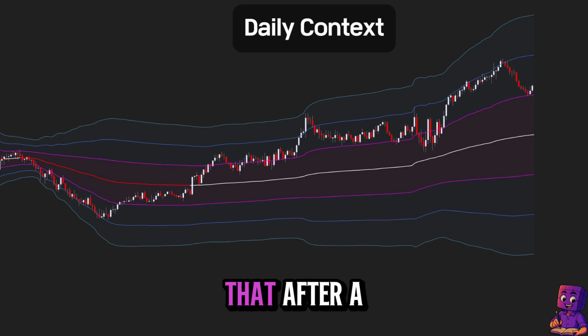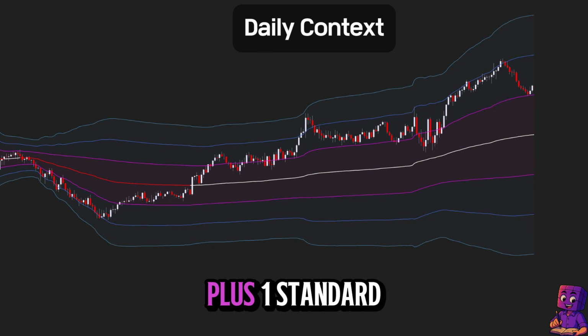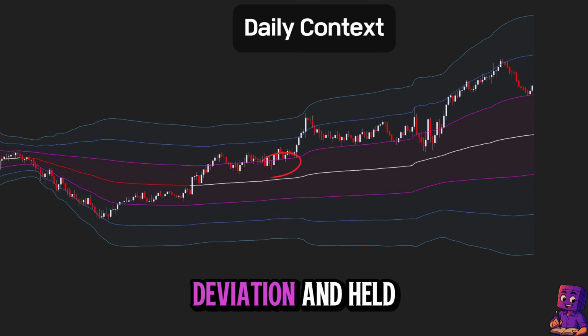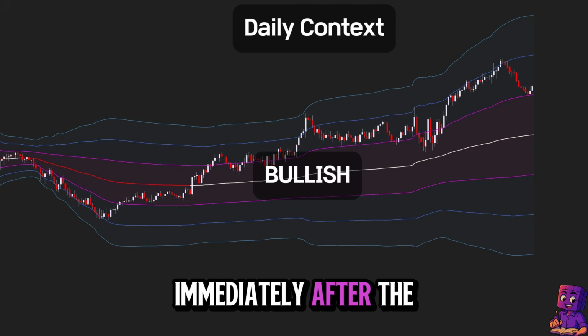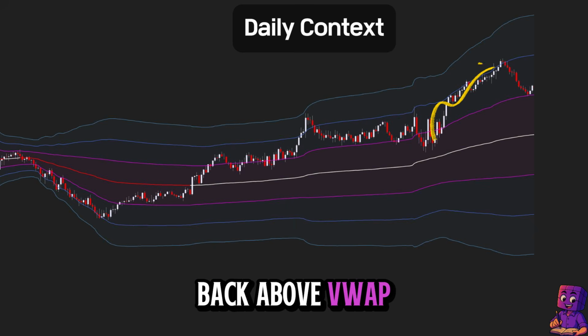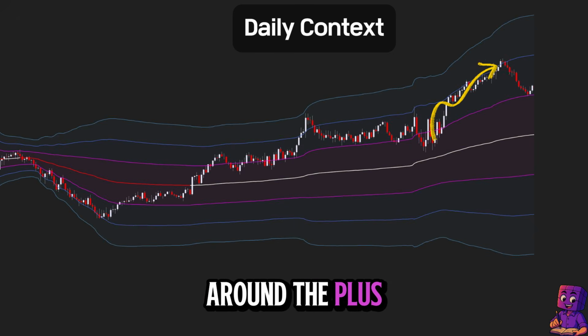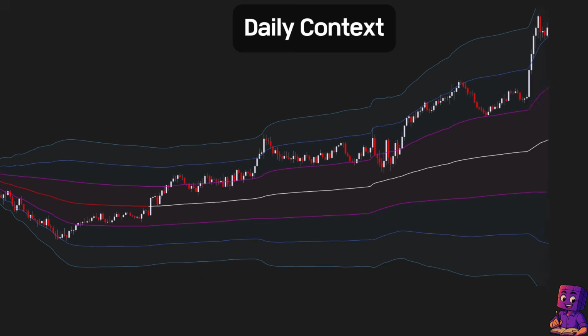We can observe that after a short imbalance to down context at the beginning of the day, buyers became stronger and pushed price higher. Price broke the +1 standard deviation and held it, which gives us a bullish context. Immediately after the New York session open, we see sellers trying to push price down toward VWAP, but they didn't even manage that. Buyers were too strong, pushed price back above VWAP, and held it for a period around the +2 standard deviation. On the retest of the +1 standard deviation, buyers refueled and moved price even higher.